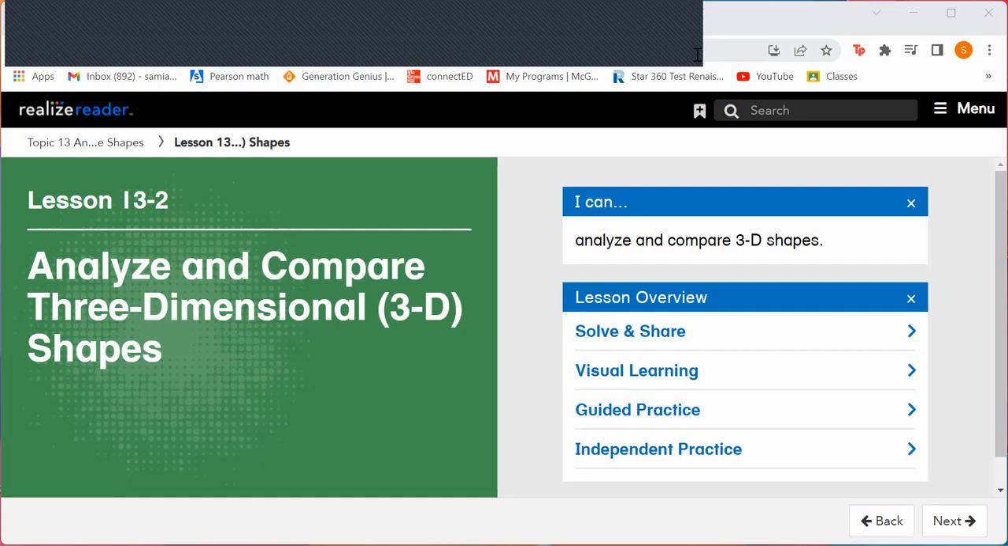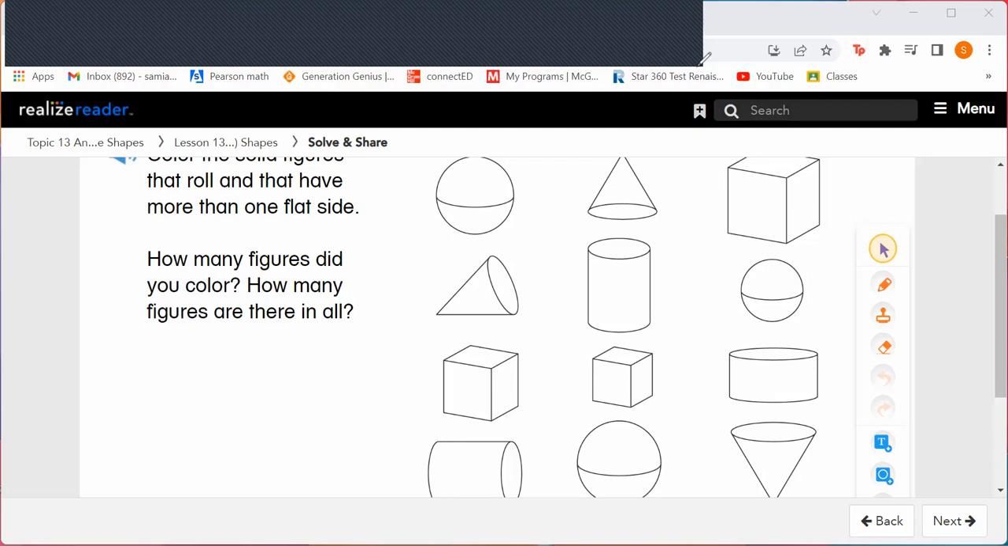We are on lesson 13-2. Analyze and compare three-dimensional, which are 3D shapes. Let's look at our first question here. It says, color the solid figures that roll and that have more than one flat side.